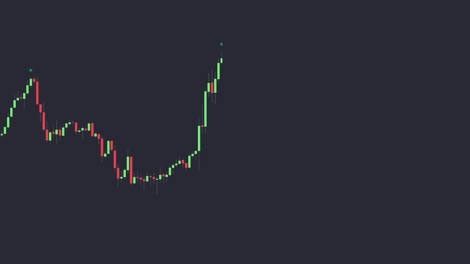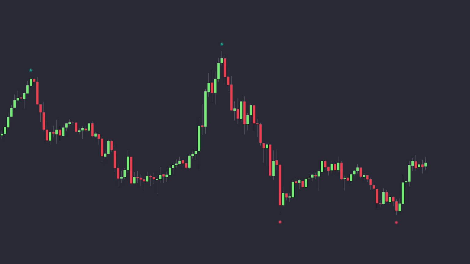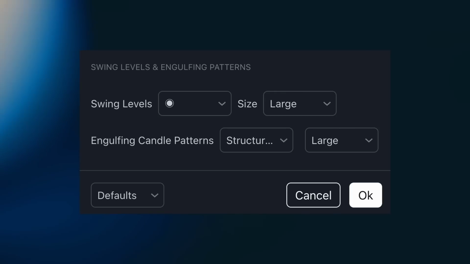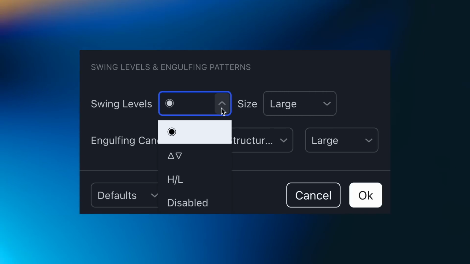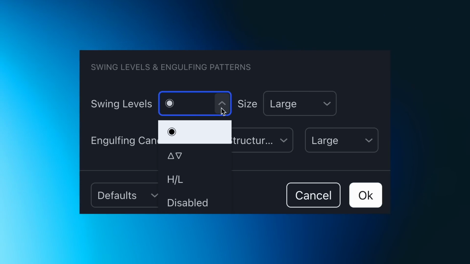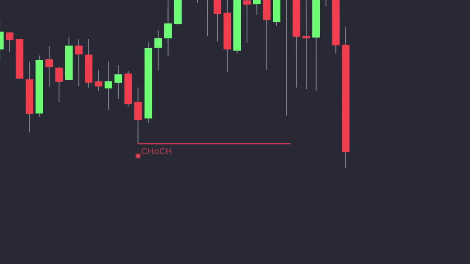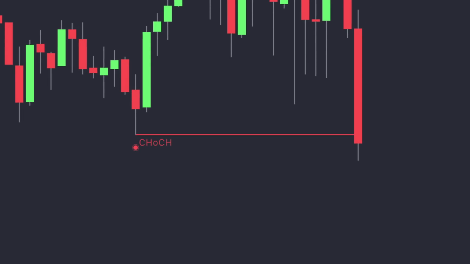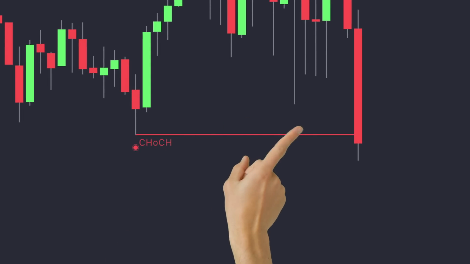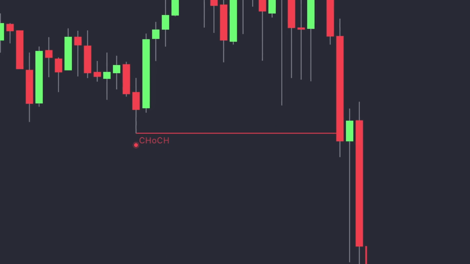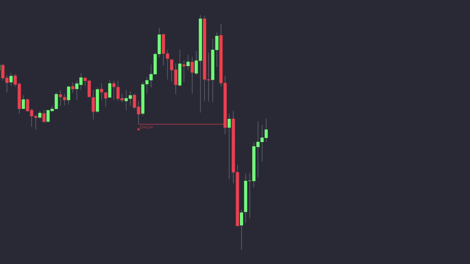First, the indicator identifies the market structure, which you can see using these swing levels. This feature can be enabled in the indicator's settings, and you can even customize the style of the icons used at these levels. When a market structure shift happens, a change of character label is plotted on the chart to mark the break, but the indicator will not draw the Fibonacci tool just yet. In this downtrend, for example, it will wait for a low to first be established.